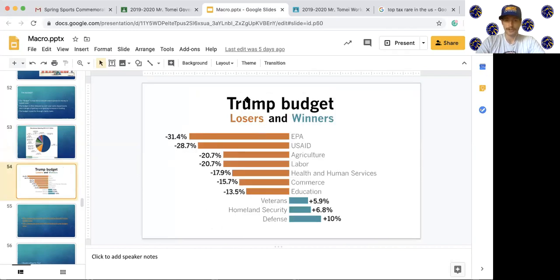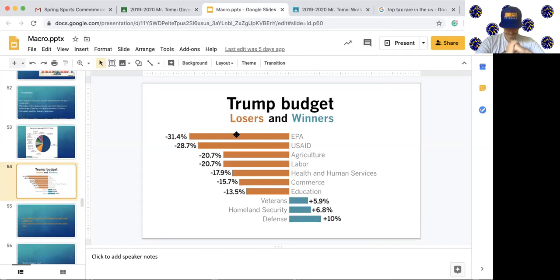And then if we look, this was Trump's first budget. This is how he crafted the budget with his advisors. So he cut a lot from the EPA, which is the Environmental Protection Agency, so like clean water and whatnot. The U.S. aid, giving aid to foreign countries, he cut a lot of that.